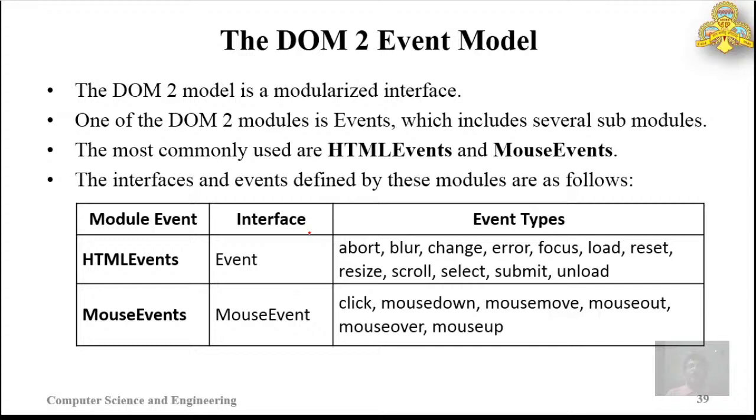We studied the DOM zero event model. The most advanced one, very useful for large scale website applications, is the DOM 2 event model. DOM 2 event model is modularized, and events and their submodules are used. There are many submodules, and the two most popular ones are HTML events and mouse events.